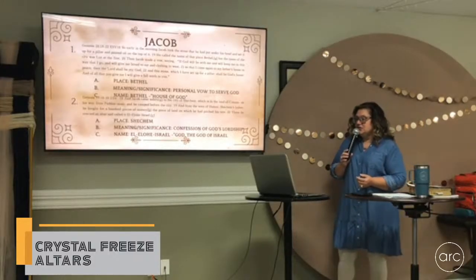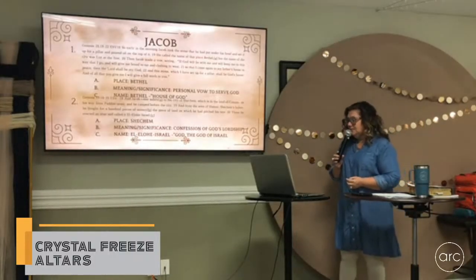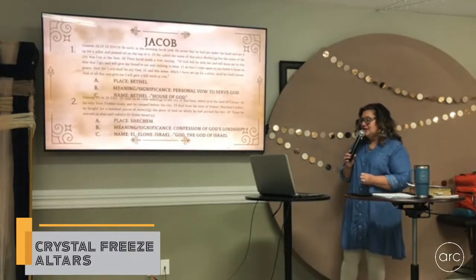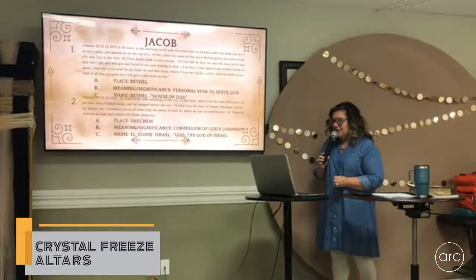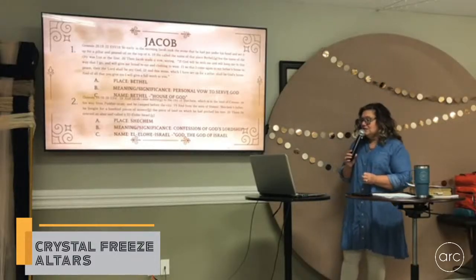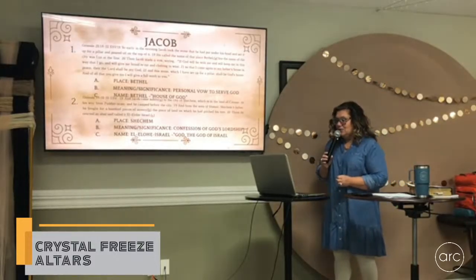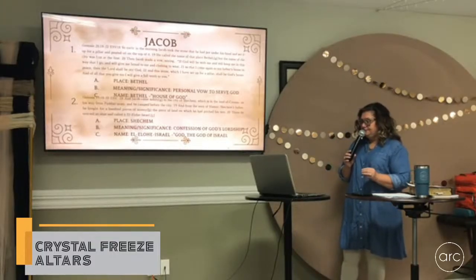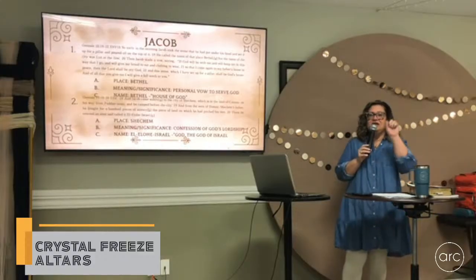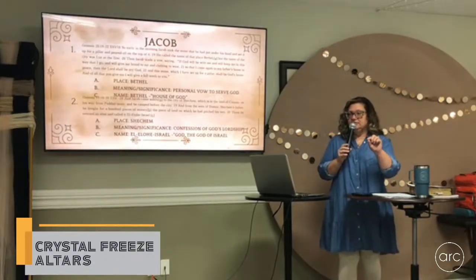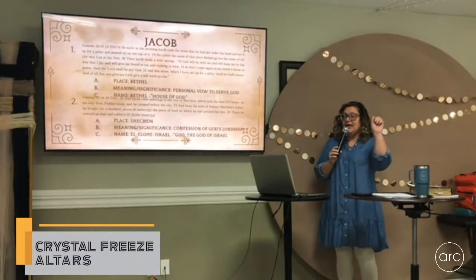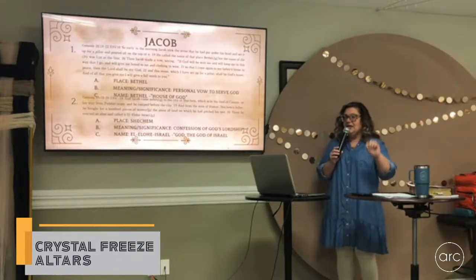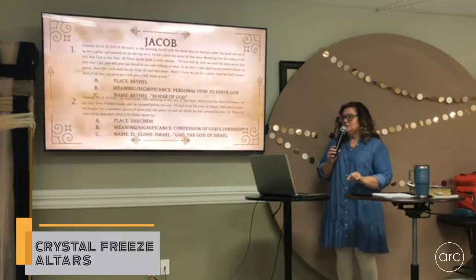Genesis 33:18-20. The next altar that Jacob built: he came to the city of Shechem, which is in the land of Canaan, on his way from Padan Aram, and he camped before the city. And the sons of Hamor, Shechem's father, he bought for 100 pieces of money the piece of land on which he had pitched his tent, and there he erected an altar, and he called it El Elohe Israel. Now, anytime you see El, it means God. So he named it El Elohe Israel, which means God, the God of Israel.